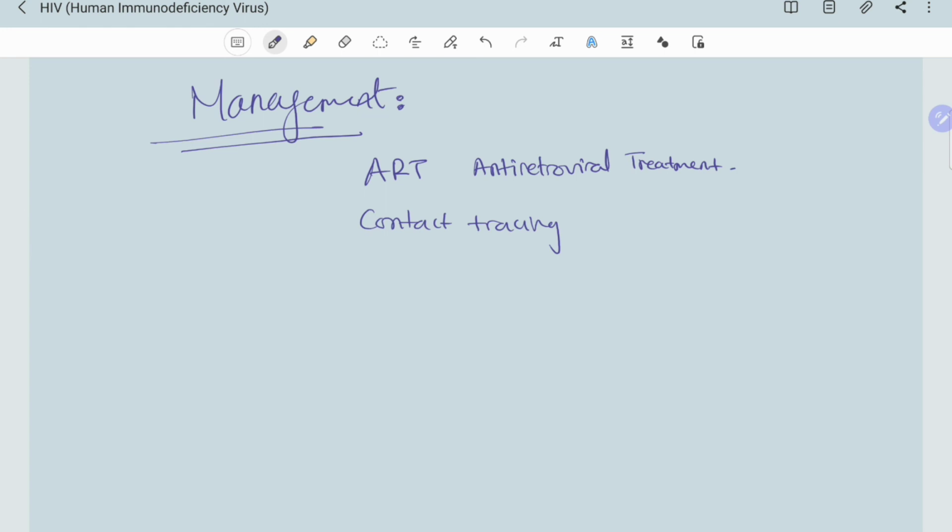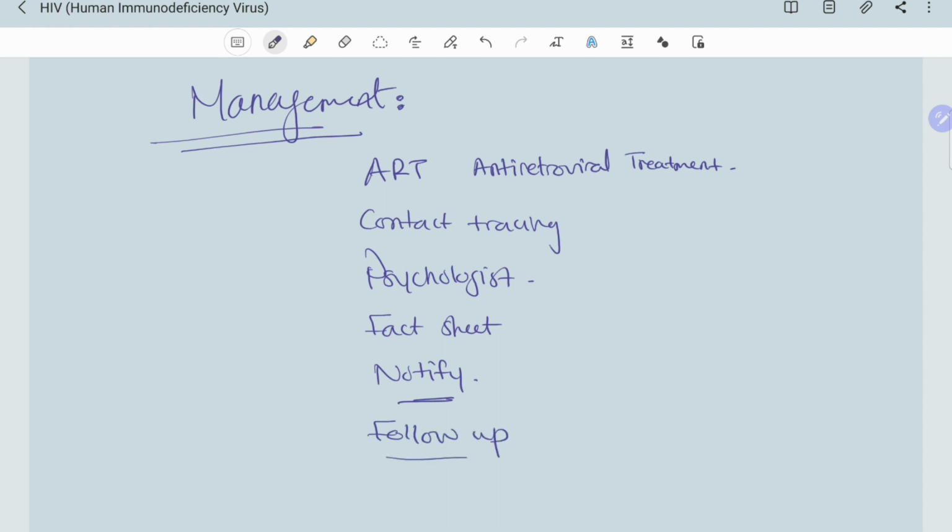So we can refer the patient to a psychologist if needed. We should also provide the patient with a fact sheet and notify the state or territory health department, as HIV is a notifiable condition. Another important aspect of management is follow-up. Follow-up is recommended after diagnosis within a few days to check on psychosocial well-being and to review baseline investigations.